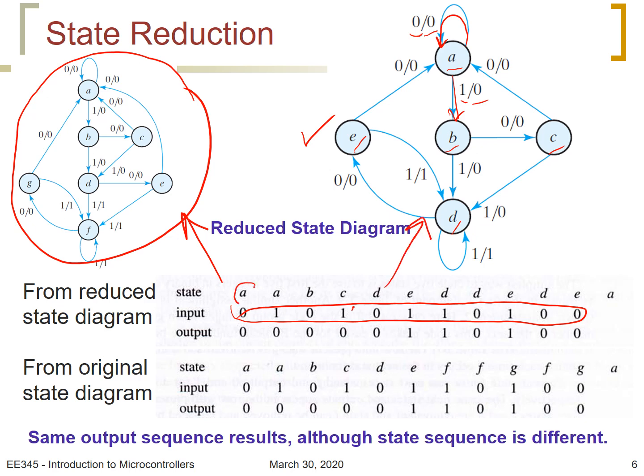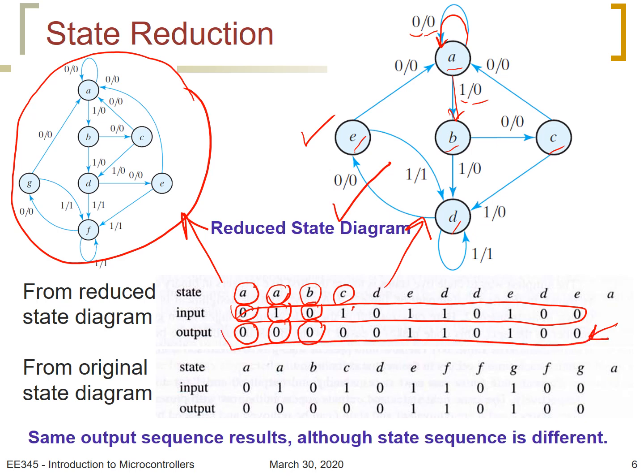If we start in state A and the input is 0, we stay in A and the output is 0. And if we are in state A, the input is 1, we go to B and output is 0. All this we take from this diagram here. And for B, if the input is 0, we go to C and output is 0, and so forth. We find the output here. And comparing this output with the output that we obtained earlier for this original circuit, we find it exactly the same.